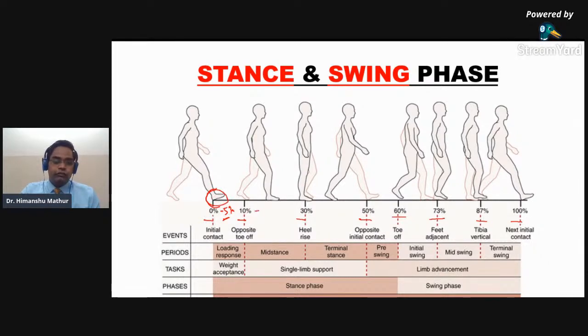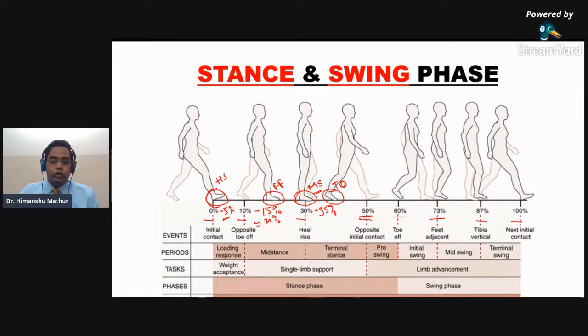From 10 to 15%, or in some cases 20% also, there would be flat foot. From 10 to nearly 20% of the gait cycle, there will be the foot flat position. From 30 to 35% of the gait cycle, it will be the mid stance position. At nearly 50% of the gait cycle, you have toe off.